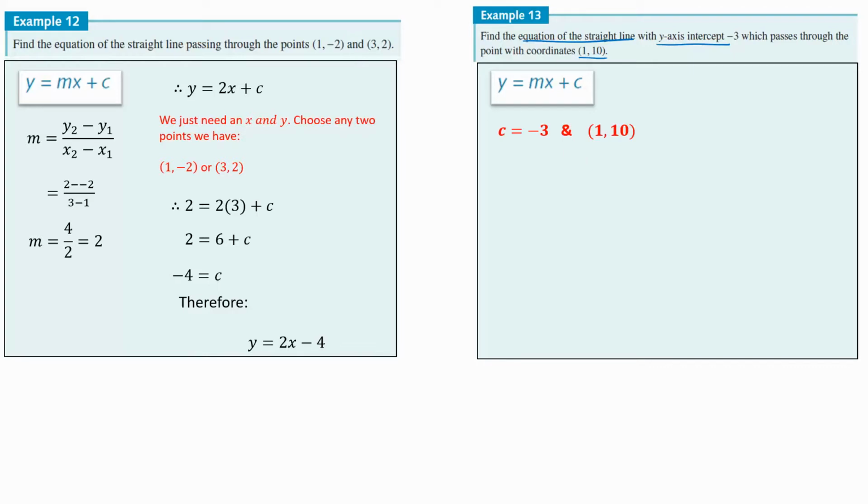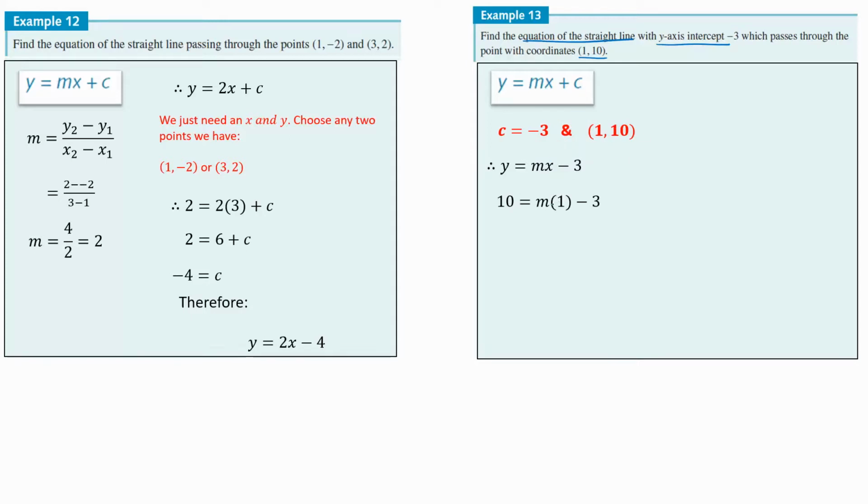You just play around with the numbers and try to use algebra to solve m, c, or a coordinate. So if I were to fill this out, same thing again. C, I know, is negative 3. I don't know what m is. M times x, I don't know what the value of m is. But I do know when x is 1, y is 10. So that's what I'm doing. I'm putting x is 1, y is 10. So that's what I do.